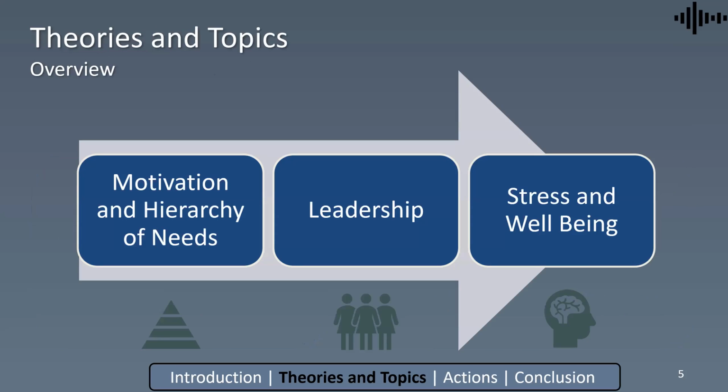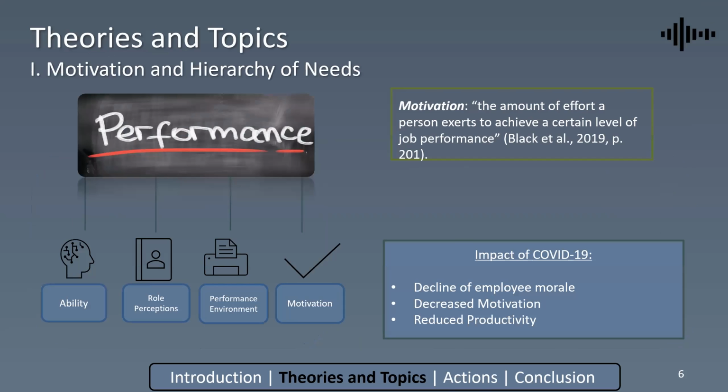Here are the three theories that will be used for analyzing COVID-19 pandemic effects on organizations. The textbook identifies four factors that are responsible for performance. These are ability, role perceptions, performance environment, and motivation. For the sake of this presentation, we will only be focusing on motivation, as this was the only factor that was significantly changed as a result of the pandemic.